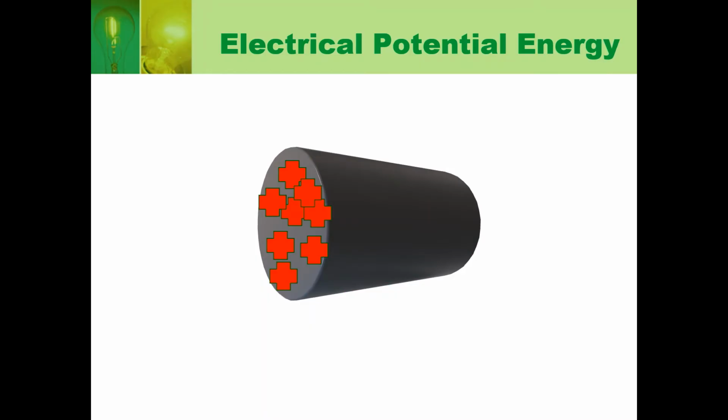Now imagine that we place some excess charges at one end of our conductor. These charges now have potential energy because of the mutual repulsion of the like charges. In order to know how much potential energy they had, we would have to compute how much work was done against the electric force in bringing the charges to this location.